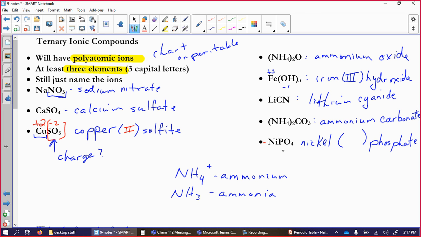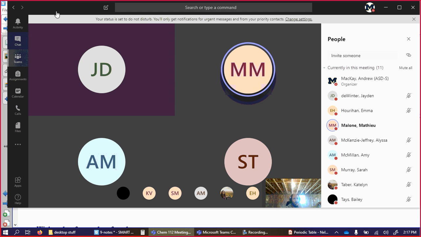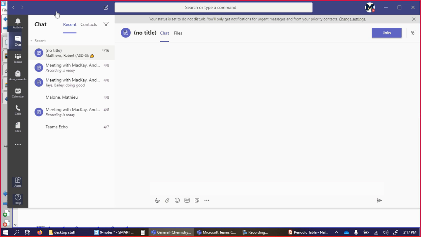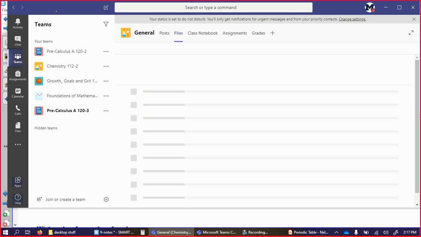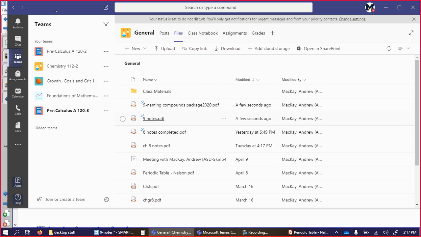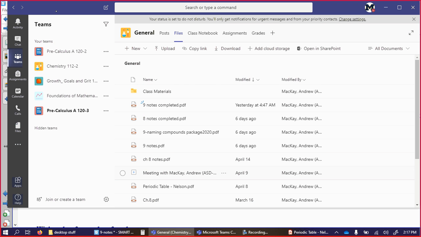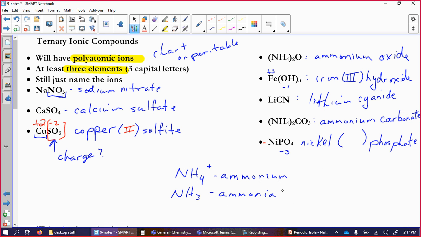Is that the periodic table you have on Teams? I think so. Let's just double check. I'm pretty sure I put one up there. Yeah, the periodic table. The one that you just used right there. Yeah, it's that exact same one. Okay.